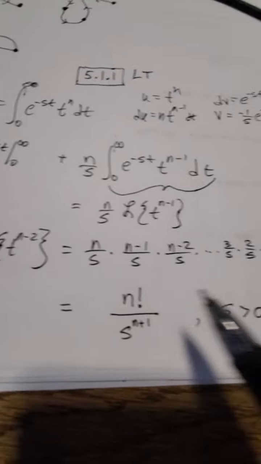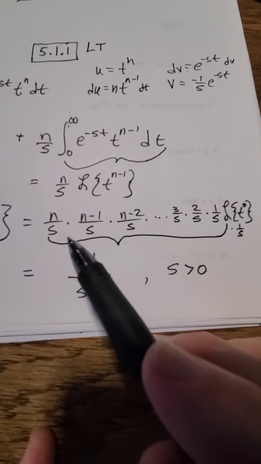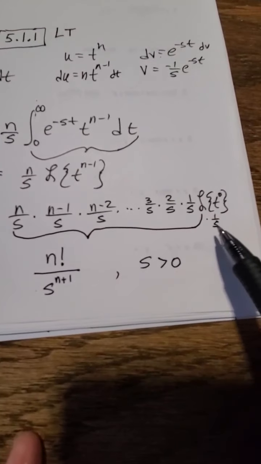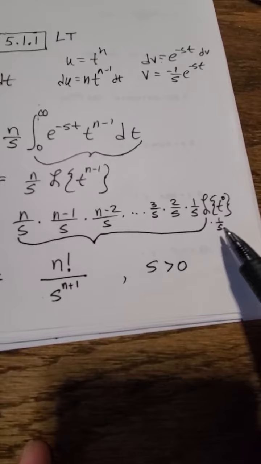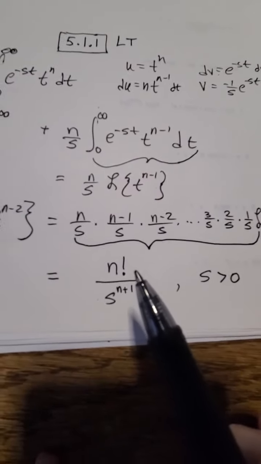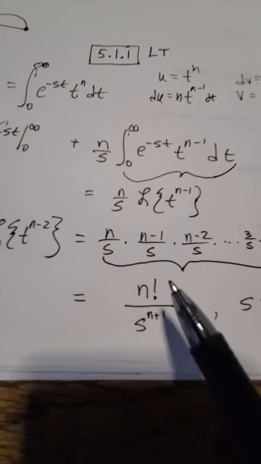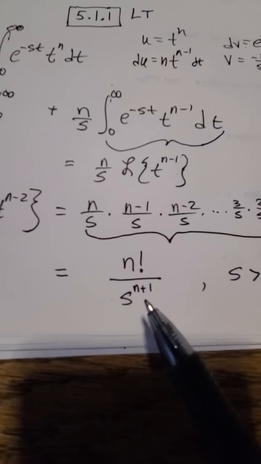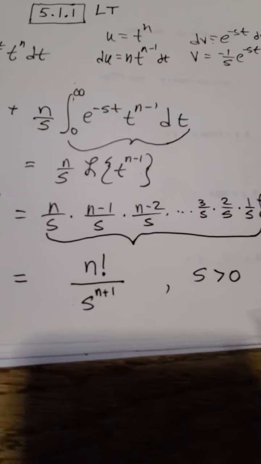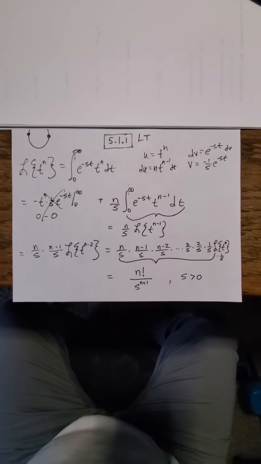So therefore, if you count up all the s's, from here to here is n, but there's another s over there, so that's n plus 1 s's, and on top you really wind up just having n factorial. So the final bottom line is that the Laplace of t to the nth power is equal to n factorial over s to the n plus 1 power. And again, we're still working with the restriction that s has to be positive. And this is how we do that.